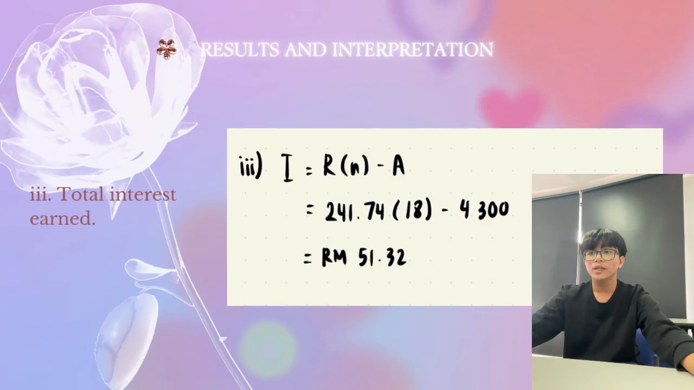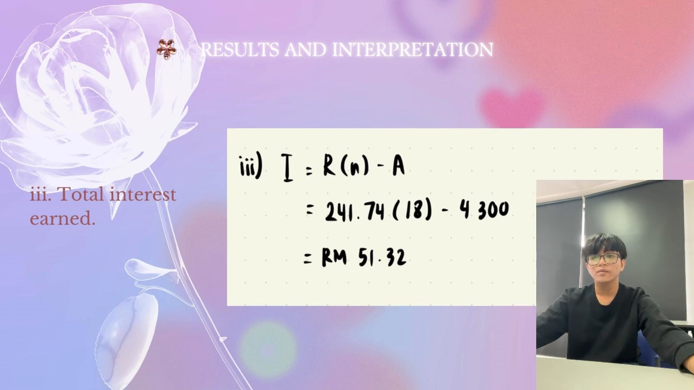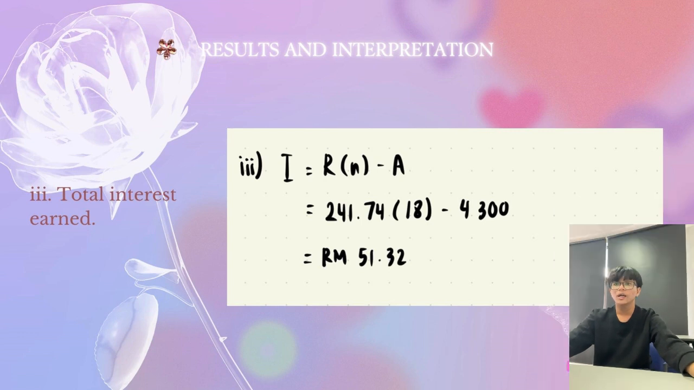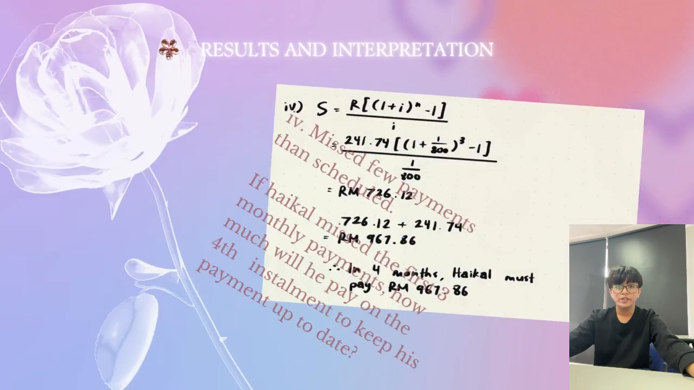We have to find the total interest earned. We have to find I, and we use the formula I equals R open bracket n close bracket minus A. Our R is 241.74, our N is 18 and our A is 4,300, and we get RM51.32. Let's go to question 4.